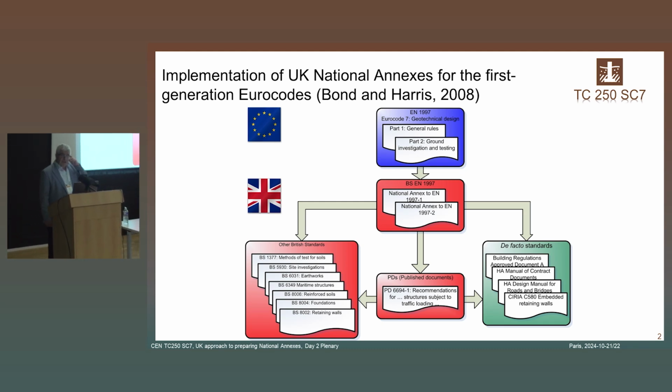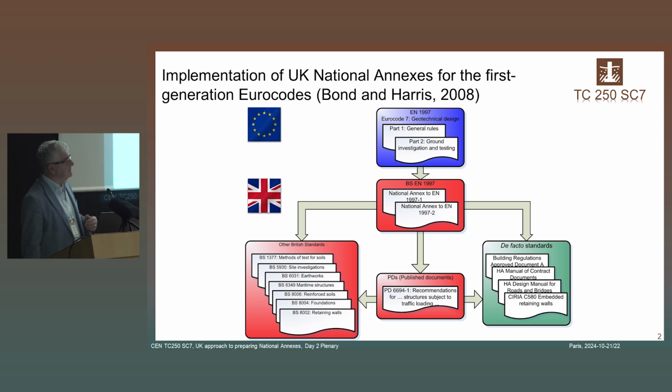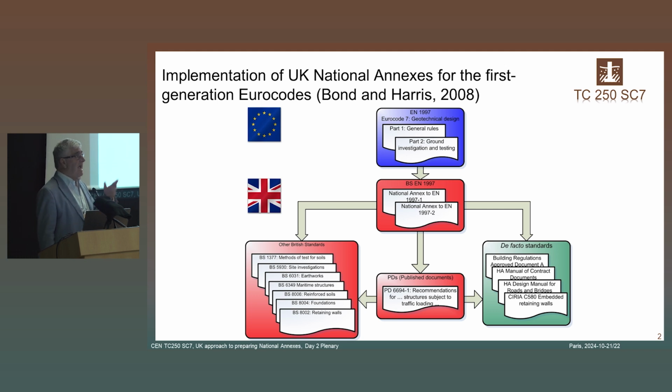This diagram illustrates the current situation in the UK with regard to the status of the Eurocodes. At the top in blue, we've got Eurocode 7 Part 1 and 2 with the old titles, or the current titles I should say. And then under that we've got national annexes to those two documents. Those national annexes are relatively short documents which just address the matters that need addressing in the Eurocode. They don't add a lot of extra information. They're really supplements to the Eurocode themselves.